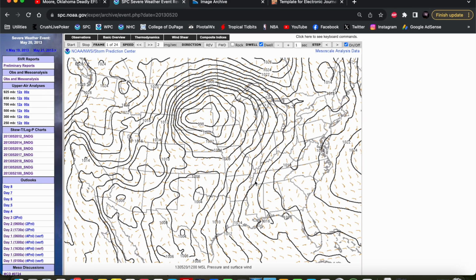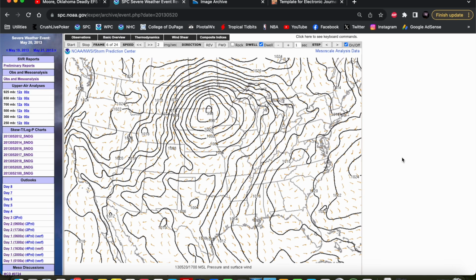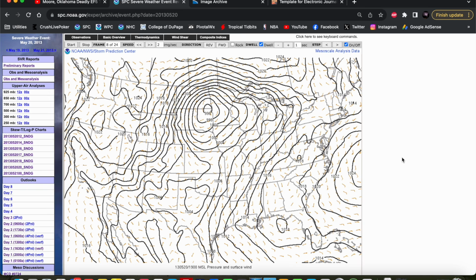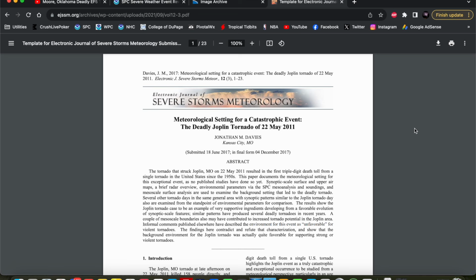And as we went into the afternoon, these pertinent features really didn't make a whole lot of forward progress given the slow forward speed of the main upper wave. Now, if you follow the channel for any length of time, you may find this setup somewhat familiar, and you'd be correct. We actually talked about this kind of setup before in our case study on the Joplin tornado from 2011, also discussed in this paper by meteorologist John Davies, written on the Joplin event.